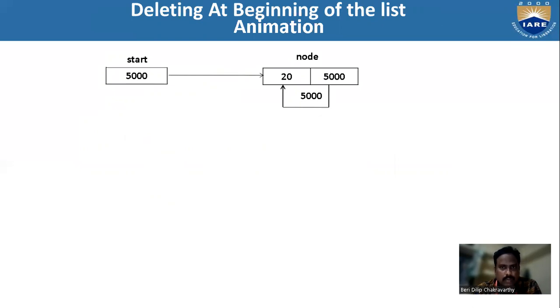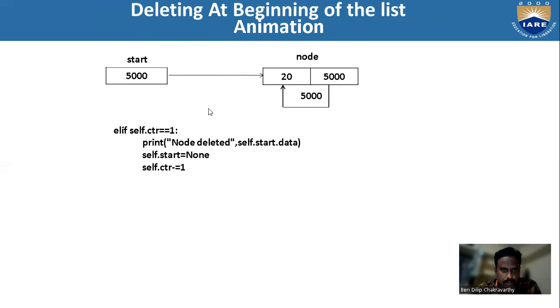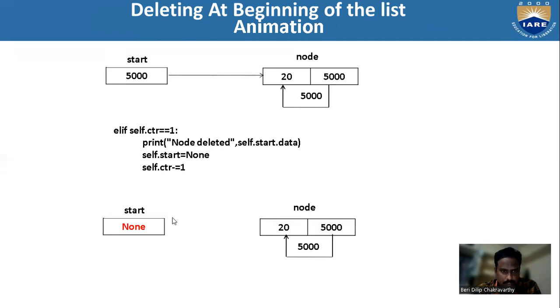Now let's see deletion at the beginning of the list. Observe here, there is only one node in the list. Now I need to delete this. If I delete this, what happens? Here I need to remove that 5000 and place none. As nothing is there, if I delete this, the list becomes empty. Now here I'll be getting none. See here, it becomes like this. This is the case when there is only one node in the list.